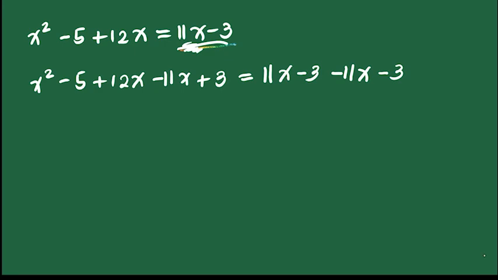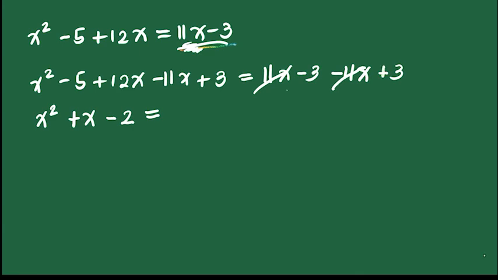Let's combine like terms. X squared, there is no other term which has to go through here. And then the constant term should be the last term. That means let's evaluate first this one. 12x minus 11x, that's going to be positive x or plus x. And then negative 5 plus 3, that's going to be negative 2. Equals 11x minus 11x, that's 0. Sorry, this should be plus.